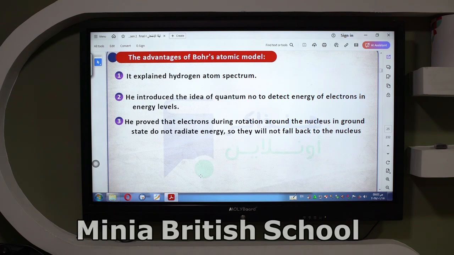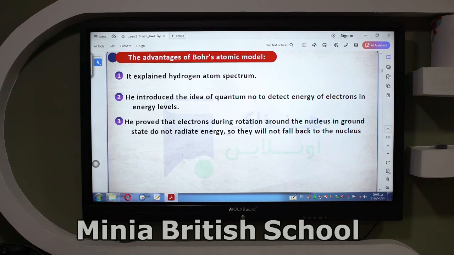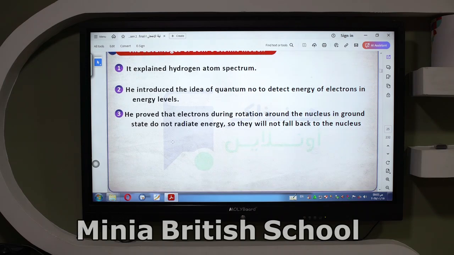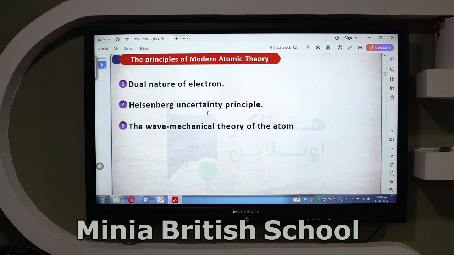Advantages of Bohr's atomic model: it explains the hydrogen atom spectrum very clearly. He introduced the idea of the quantum; he's the first one who introduced that. He proved that the electron, during rotation around the nucleus in the ground state, doesn't radiate any energy, so it will not fall back into the nucleus. Disadvantages: it cannot determine the energy of electrons in energy levels. And we have some modifications to Bohr's model.